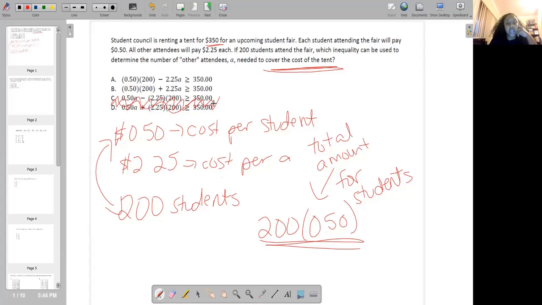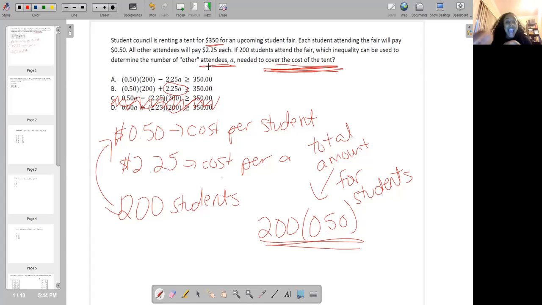Now the difference between A and B is one's subtracting, one's adding. This is where you have to make sure you know what's going on in the problem. We're trying to cover the cost of the tent, and how that's happening is when people are coming to this fair, they're paying an entry fee. So the only part we haven't talked about was this 2.25. So the 2.25A, remember A stands for attendees. So the $2.25 is how much it costs for the attendees to come. So if we multiply the $2.25 by however many attendees are at the fair, we're going to know how much money we got from those attendees coming.